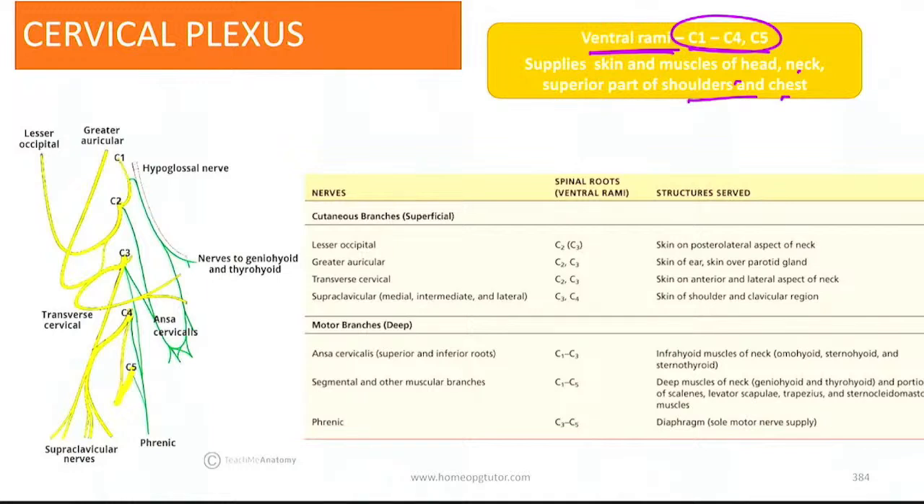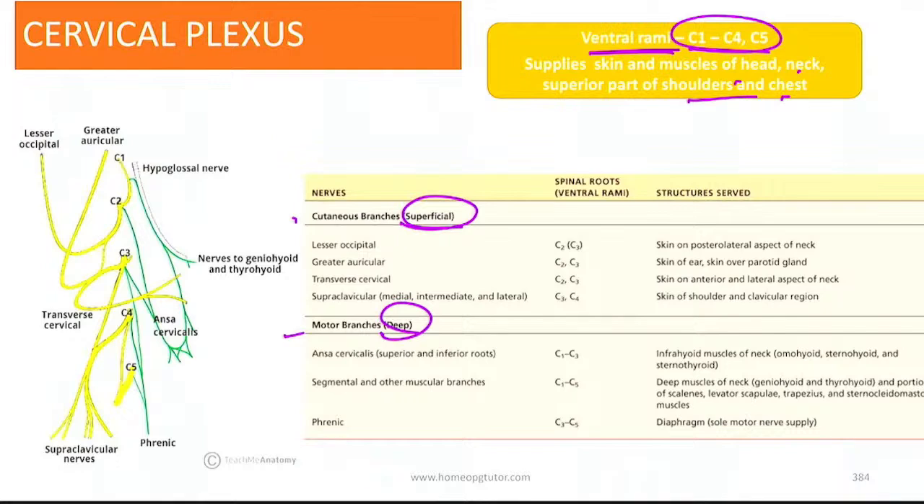Through what? Through nerves. Okay, you need to know the roots, you need to know the branches, and you need to know the nerves which are arising from each and every plexus. Okay, we have cervical plexus. From this cervical plexus we have two kinds of branches. One is superficial branch, otherwise called as cutaneous branch, and then we have deep branch, otherwise called as motor branch. Usually the superficial branches supply the skin and the deep branch supply the muscles. That is why deep branch is otherwise called as motor branch and superficial branch is otherwise called as cutaneous branch.